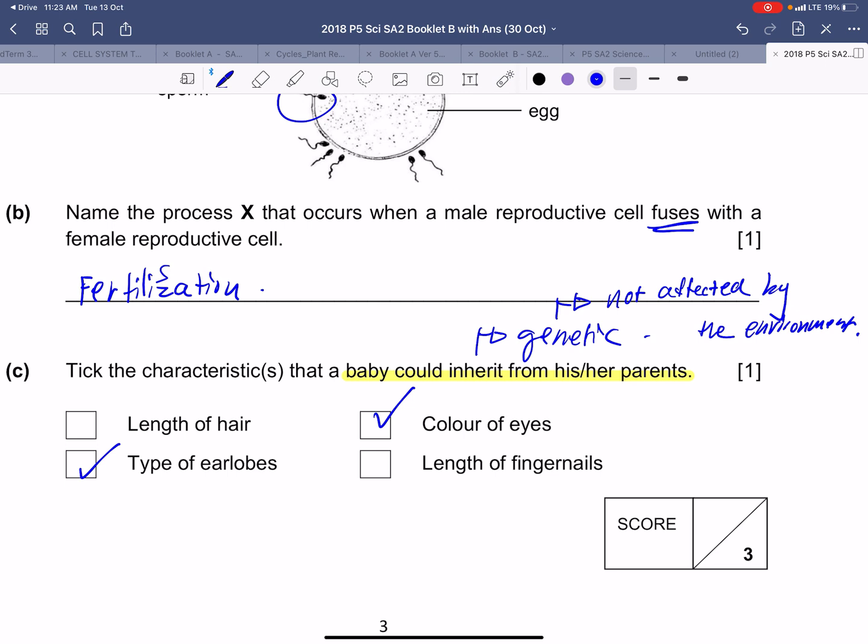Your length of hair and length of fingernails is affected. So you can cut your hair, right? Your length of fingernails also can be cut. So it's not something that is so-called inherited, but it's actually influenced by your environment. So for example, if your environment is very hot, I want to cut my hair short. Let's just say you work a lot with your hands. You are a construction worker or you are an engineer. You cannot afford to have long nails because it will break.